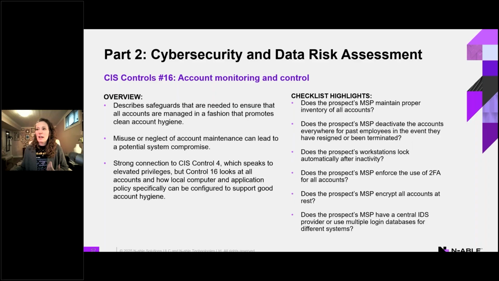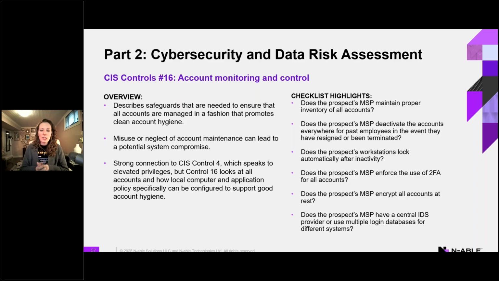Number 16, account monitoring and control. This describes the safeguards that are needed to ensure that all accounts are maintained in a fashion that promotes clean account hygiene, because it is through misuse or neglected account maintenance that a potential system compromise can occur. Again, another strong connection to an earlier control, number 5, which speaks to elevated privileges.